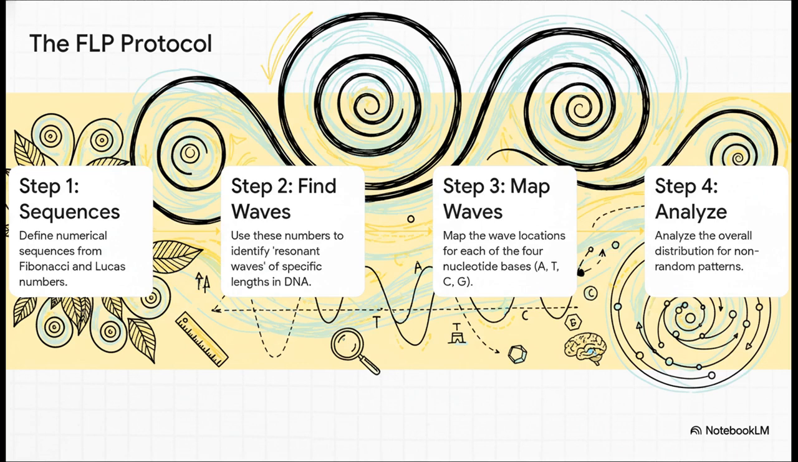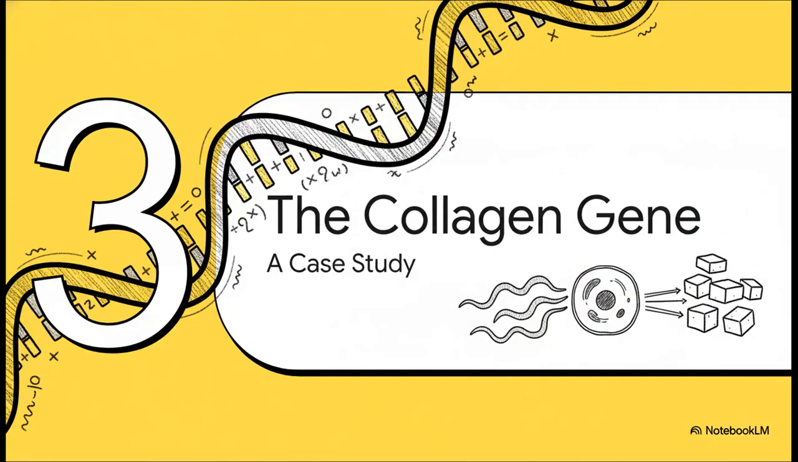And finally, he just zoomed out and looked at the big picture to see if it all looked random or if there were signs of some kind of hidden order. A theory is one thing, but you've got to have evidence, right? So Perez took his protocol and applied it to a real-world example, a specific and very complex human gene.